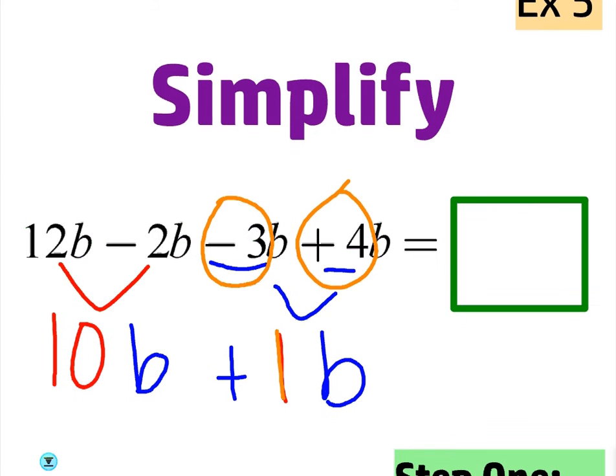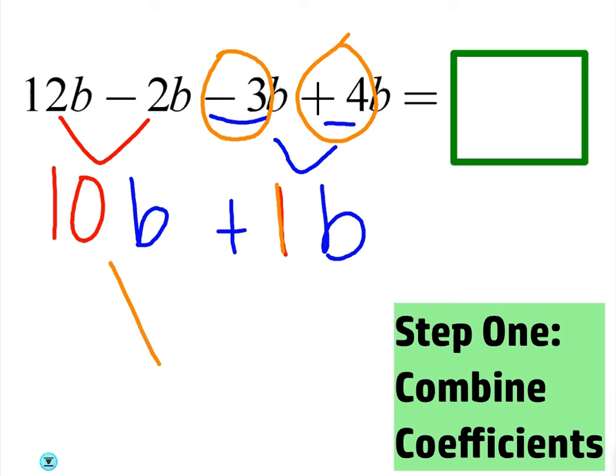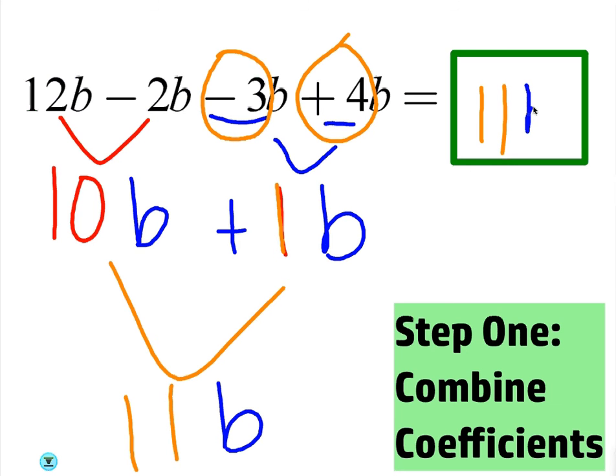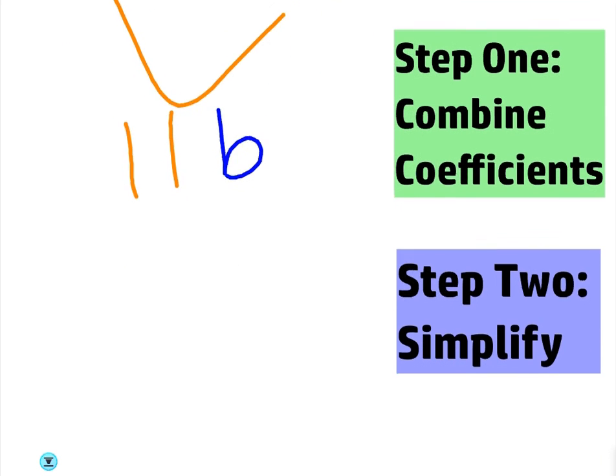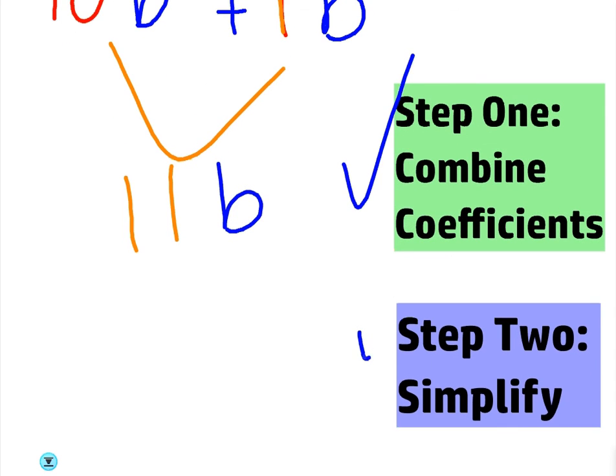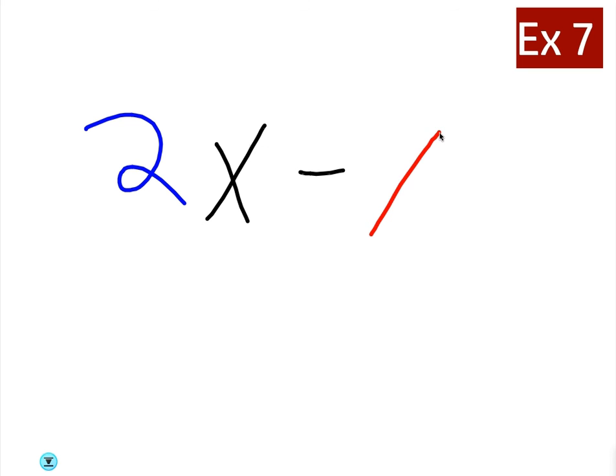Now we can combine these two to 11b, and that's going to be our answer. So once you combine the coefficients, make sure it's simplified, which means if it's 1 times the variable, it just becomes that variable. In fact, we'll do one of those, and then we'll do a 0, and we'll be done. Okay, so let's just do that for the sake of 2x minus x.